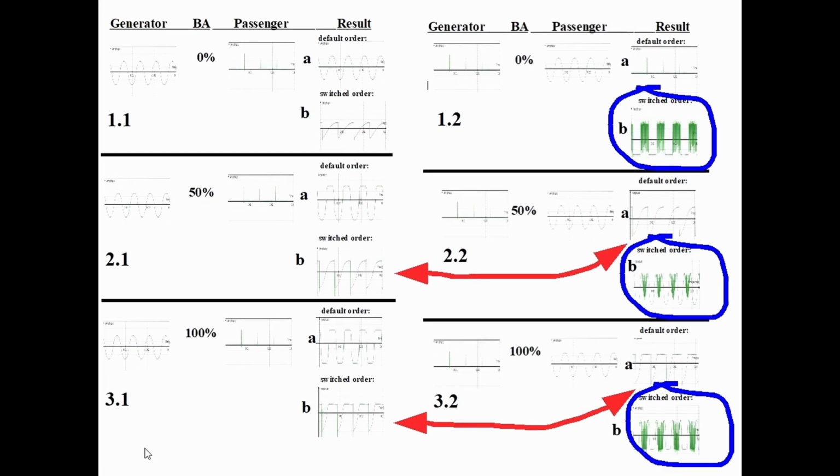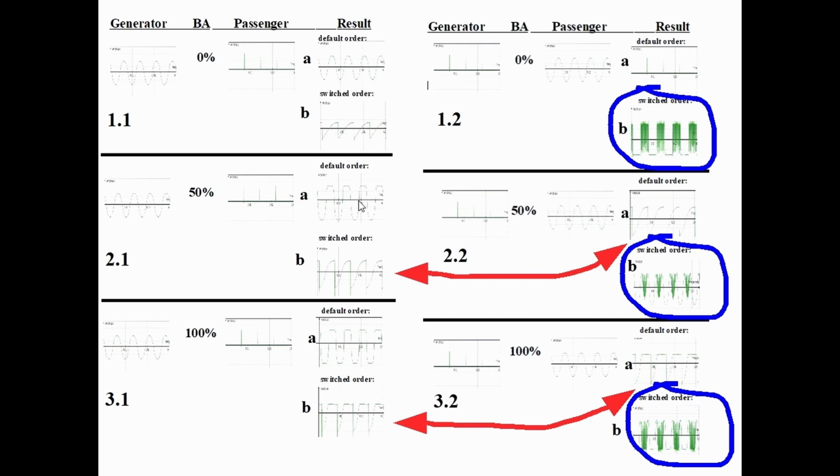You may ask yourself two questions now. Question number one, why is the result in situation 1.1b, this here, switched order, not the same as in situation 1.2a, this one, default order? The answer is simple again, because in 1.2a, the influence of the sinusoid passenger is 0. We can silence the passenger, as you might remember.